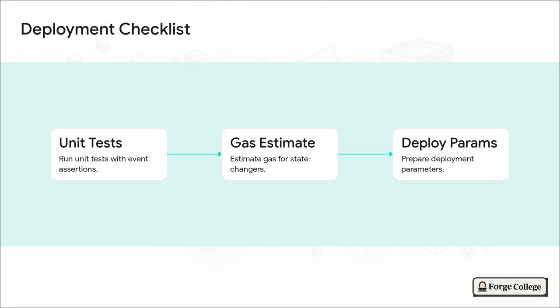Finishing up our safety check. Step 4 requires unit tests with event assertions, so actually check the logs, not just the state. Step 5, estimate gas for your state-changing functions. Do a dry run locally unless you really enjoy the surprise of donating your life savings to mainnet validators. And step 6, prepare your deployment parameters so you know exactly which address will be the initializing owner.